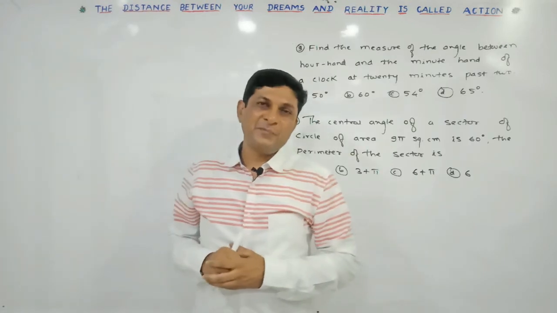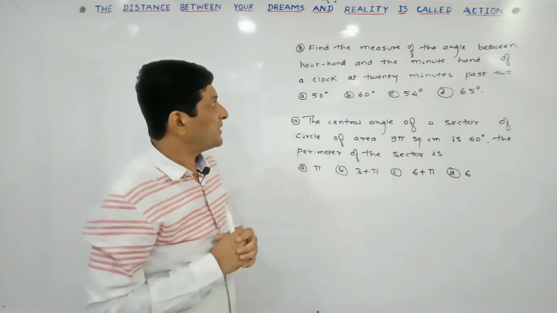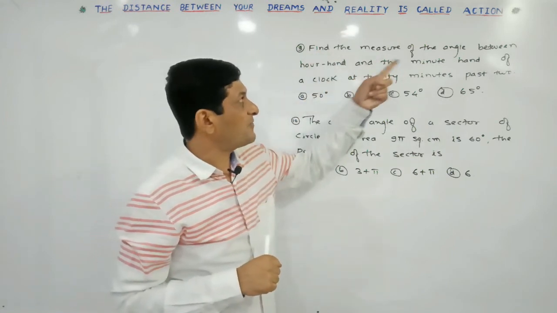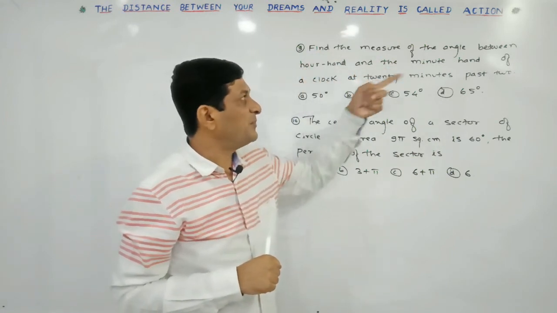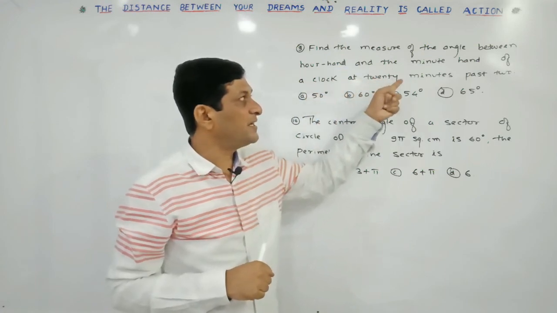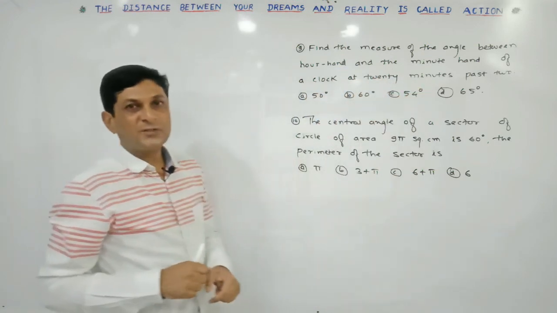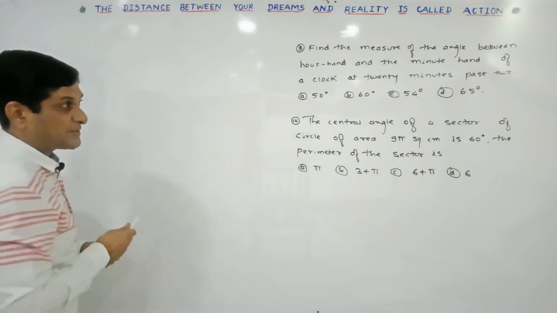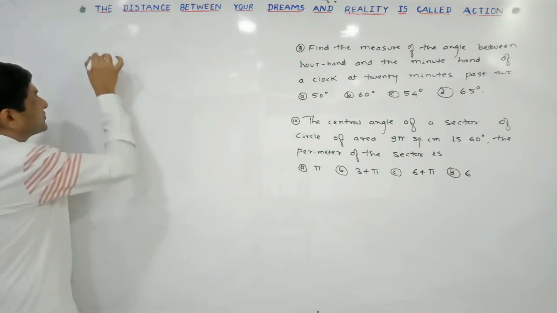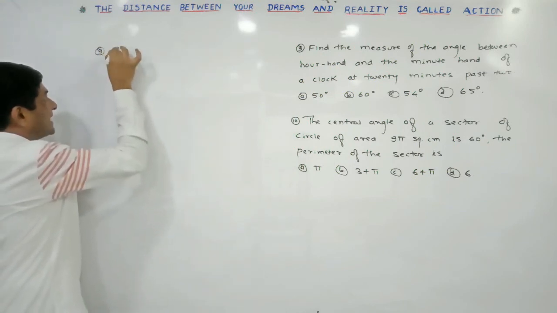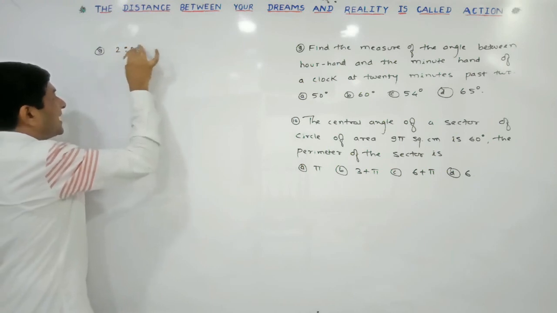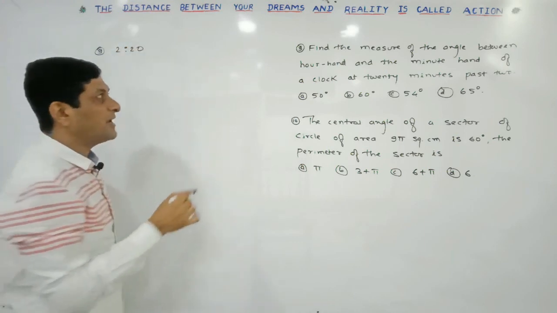Now see example number 9. In this example, the question is to find the measure of the angle between the hour hand and minute hand of a clock at 20 minutes past 2. That means at 2:20, we have to find the angle between the minute hand and the hour hand of a clock.